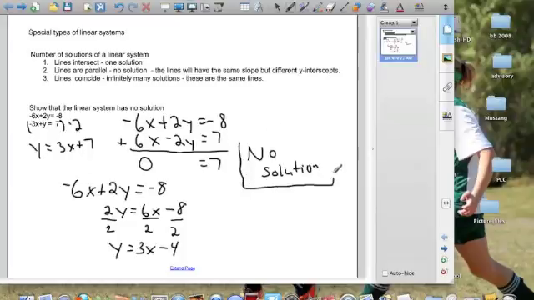So there's two ways to check it. More than likely, you're going to do the first way, because you're not going to know that there is no solution to this system, so you'll probably solve it by substitution or elimination, and in that process, you'll find out that it's no solution. A way to check it would be to do the second method, where you put them both in slope-intercept form and make sure that their slopes are the same with different y-intercepts.